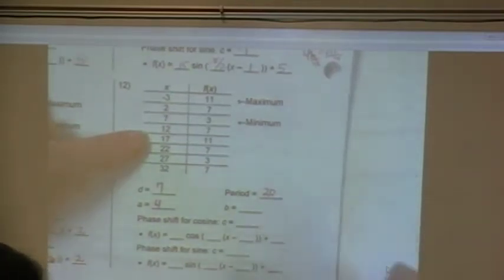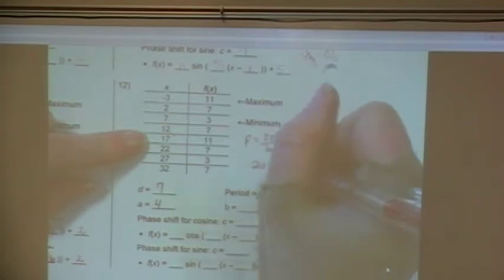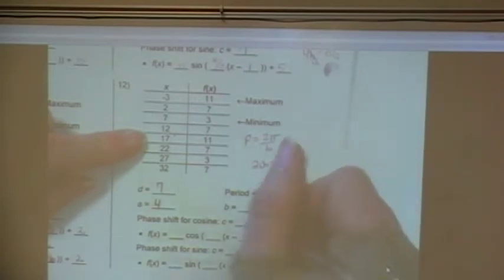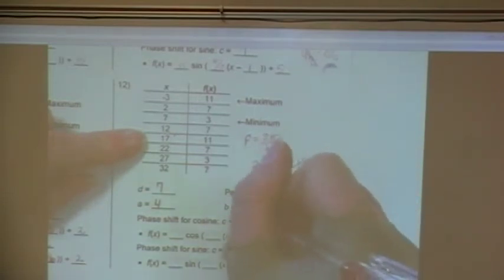Okay, so now you can calculate your B value. P equals 2 pi over B. 20 equals 2 pi over B. Clear the B. Divide by 20. So your B value ends up being pi over 10.